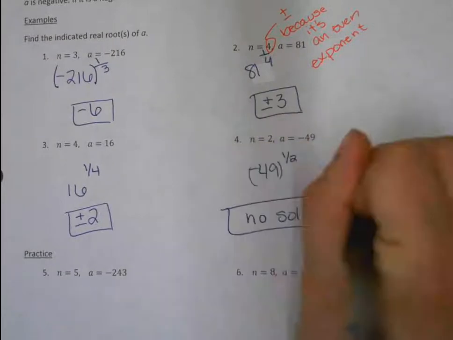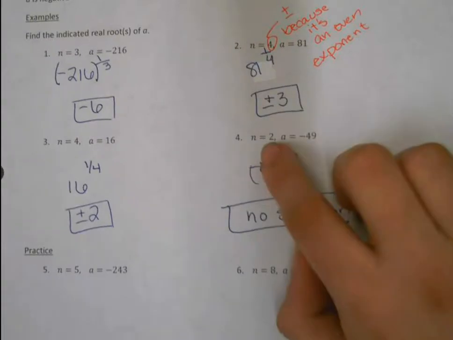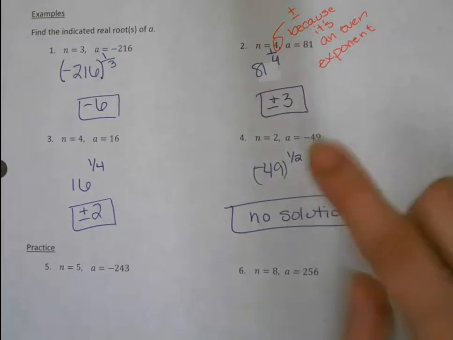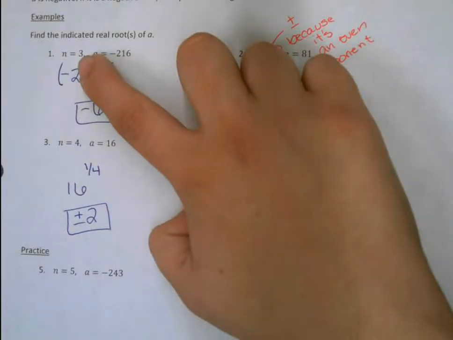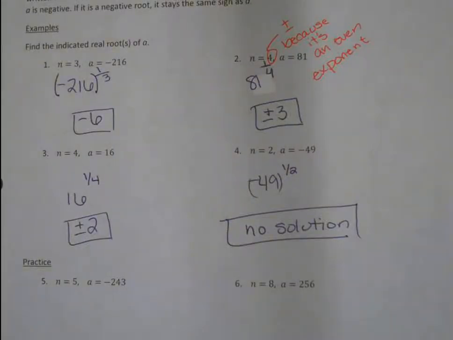So questions on today's? Is there anything hard? Because you can't take a square root of a negative number. So whenever you have an even n, you can't have a negative a. The exponent. Okay. Any other questions? Okay, so work on the 4 on the bottom.